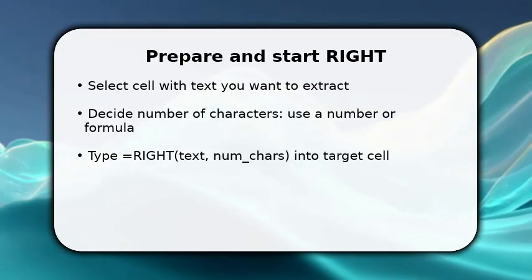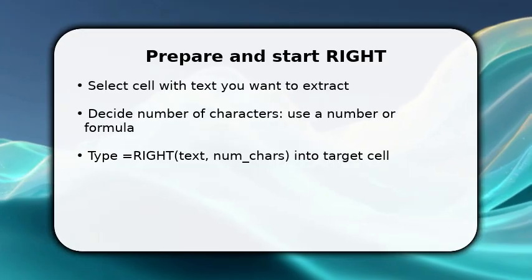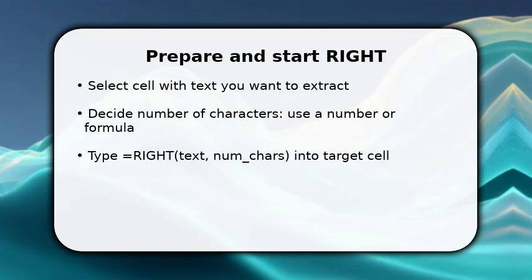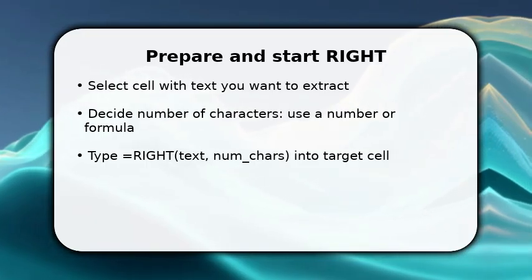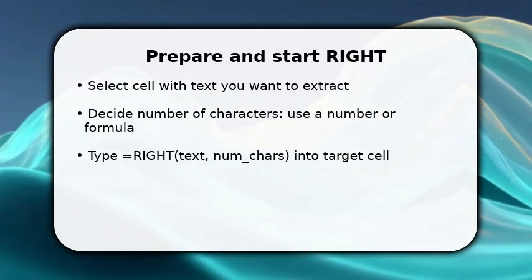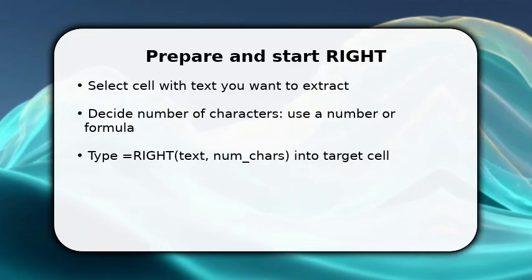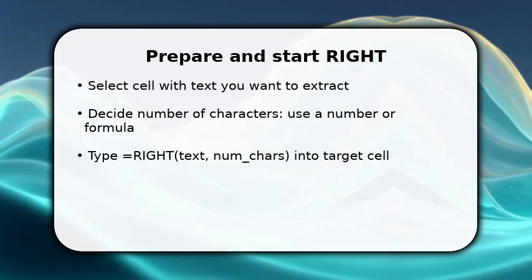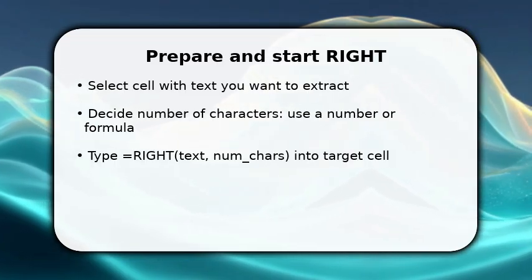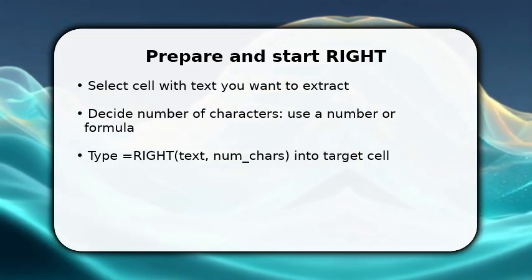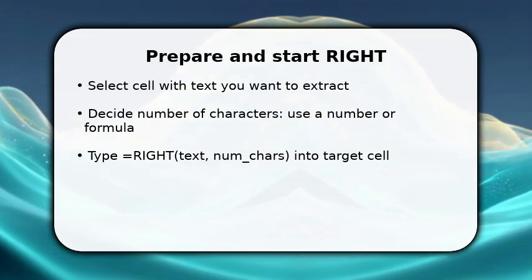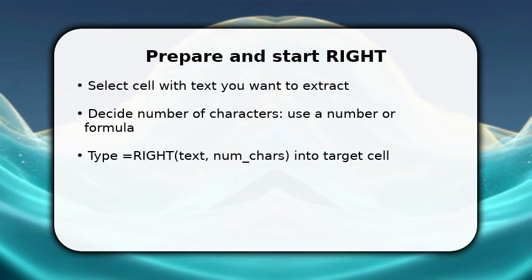You begin by selecting the cell containing the string you need. Once done, decide how many characters to pull from the end. That number can be a fixed integer or a reference to another cell you calculate. Now enter the formula =RIGHT(text, numchars) into the destination cell, replacing text with a cell reference or quoted string and numchars with your number or cell. This immediate step initiates extraction and sets up any dependent cells for the rest of the process.